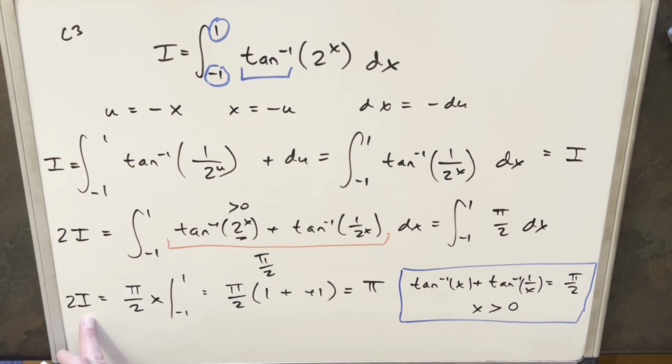But then we need to remember that we have 2 copies over here. So I'll divide by 2, cancel that, divide by 2. And so for our final solution, we just have pi over 2.